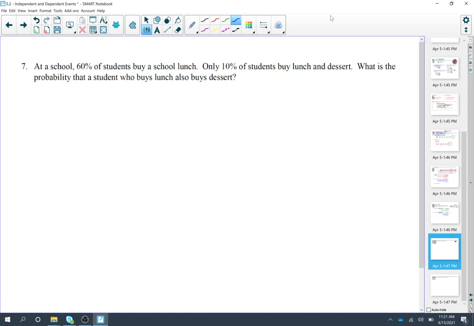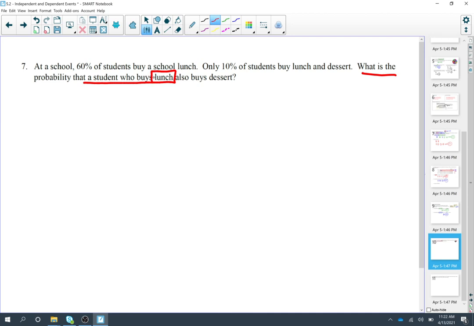Example 7. At a school, 60% of students buy a school lunch. Only 10% of students buy a lunch and dessert. What is the probability that a student who buys lunch also buys dessert? Now, on this one, we're starting with what is the probability that a student who buys lunch?